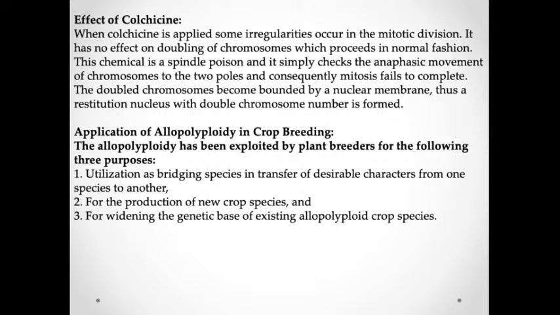Consequently, mitosis fails to complete. So mitosis does not take place. The double chromosomes become bounded by a nuclear membrane. Thus, restitution of the nucleus with double chromosomes is found. So we find double chromosomes instead of single chromosomes in this case.